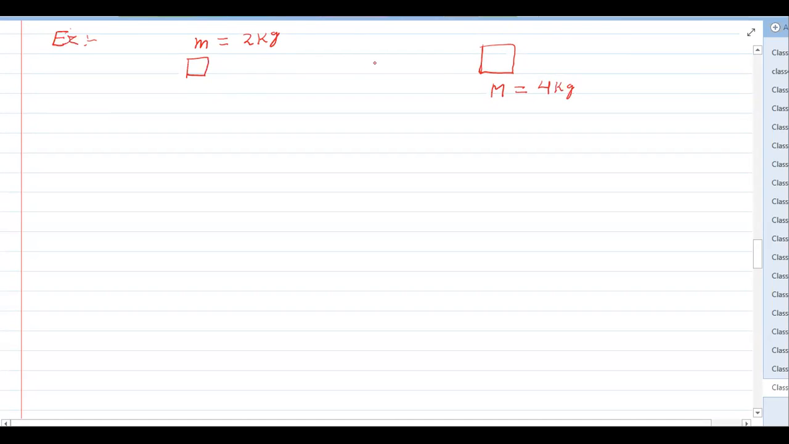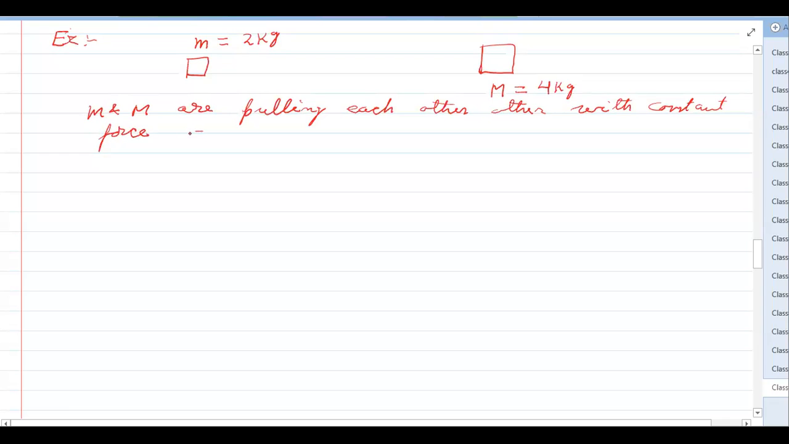So the two objects are attracting each other. The two objects m and M are pulling each other with constant force F equal to 8 Newton. Okay, so constant force is acting, F equal to 8 Newton.